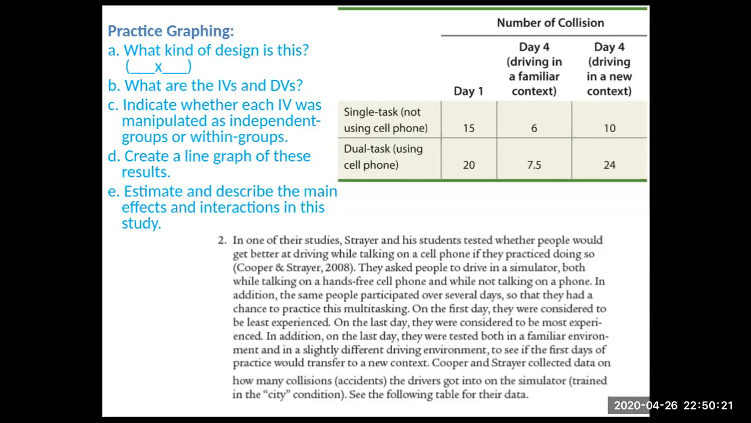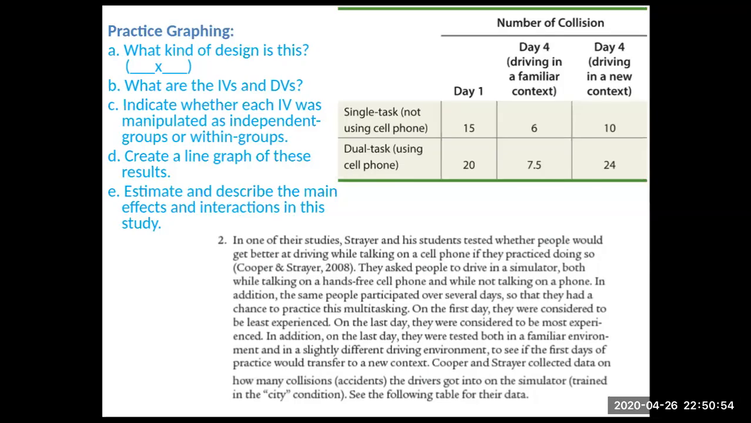And again, if you actually multiply the numbers, that tells you the number of cells that there are going to be in this experiment, in this table. 2 by 3, 2 times 3 is 6, and what do we see? 1, 2, 3, 4, 5, 6: 15, 6, 10, 20, 7.5, and 24. So what are the IVs? What's the DV? Well, pretty easy to figure out once again. We've been practicing this a lot.